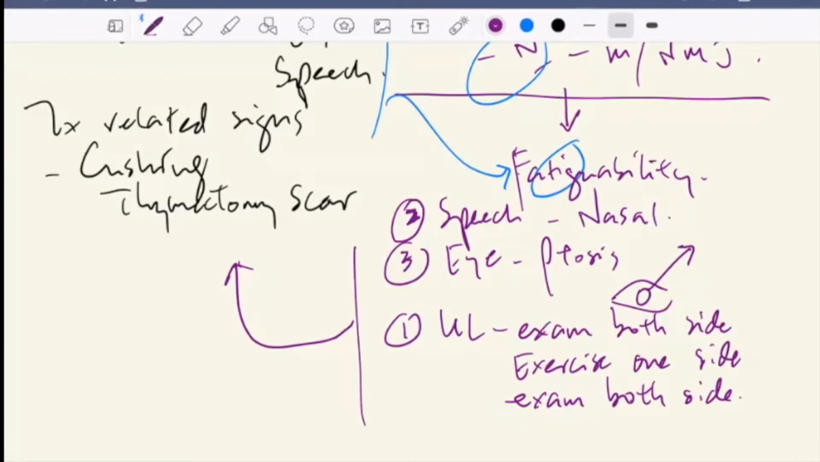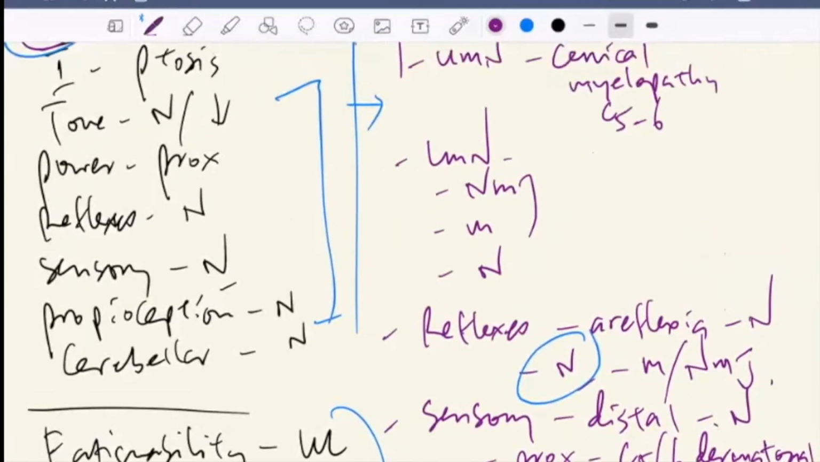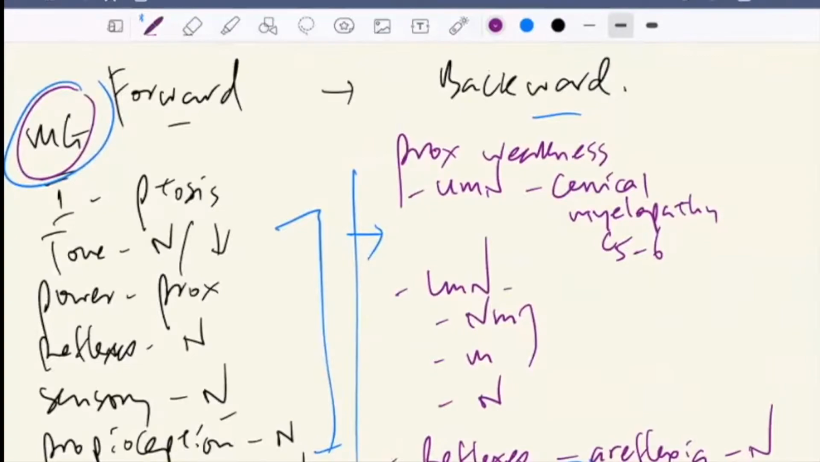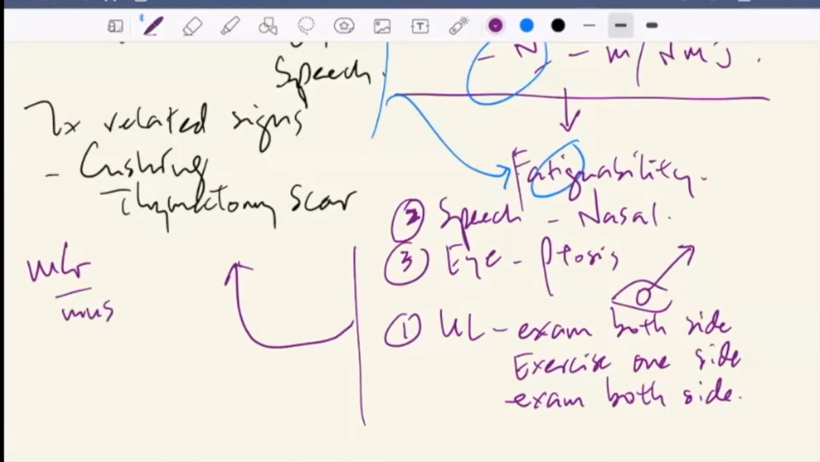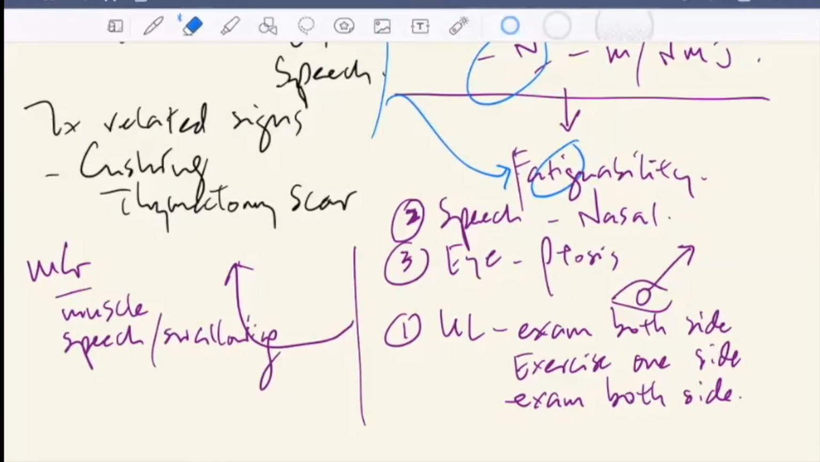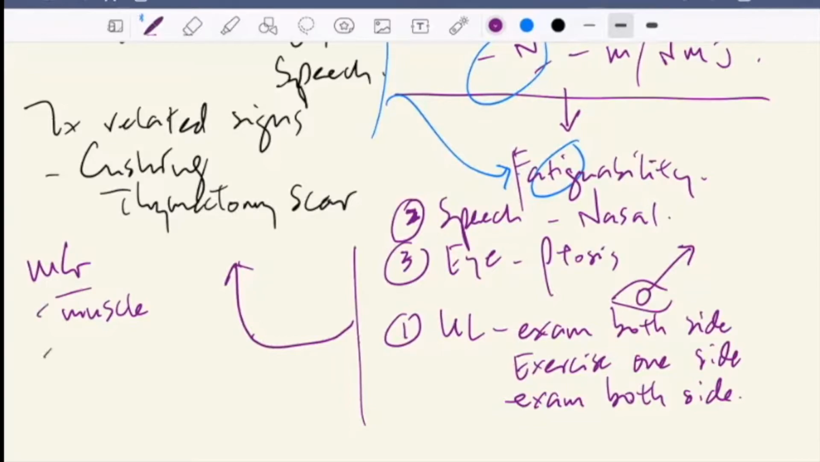In myasthenia gravis, there are 4 systems that will be affected. The first one is muscle. The second one is speech or swallowing. The patient will have dysphagia, so we call this the bulbar component, bulbar system. So the muscle, the bulbar system, ocular muscles, and respiratory. In fact, at the end of the day, the one that decides whether you want to ventilate or whether the patient has myasthenic crisis is the respiratory system.